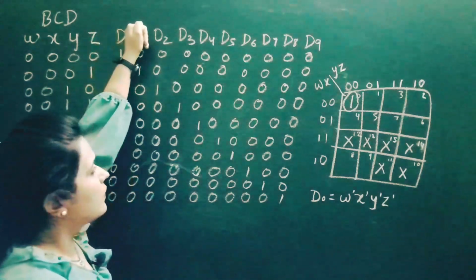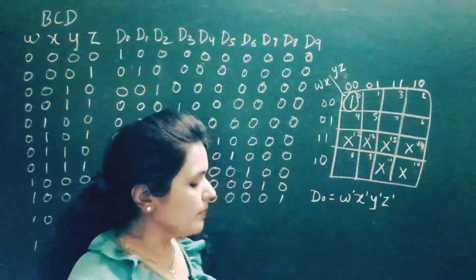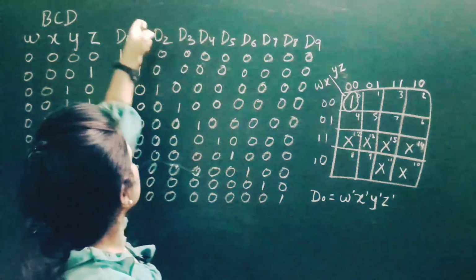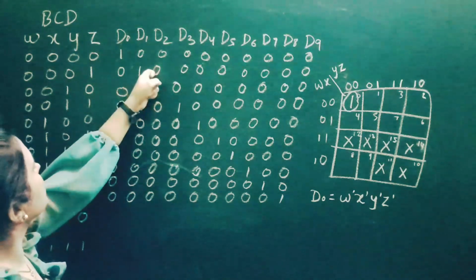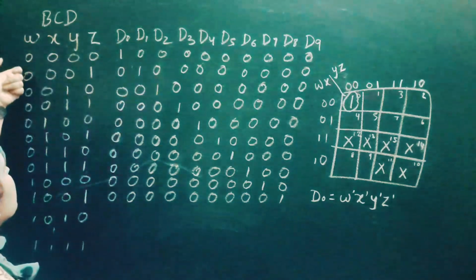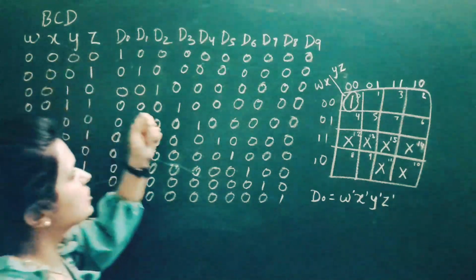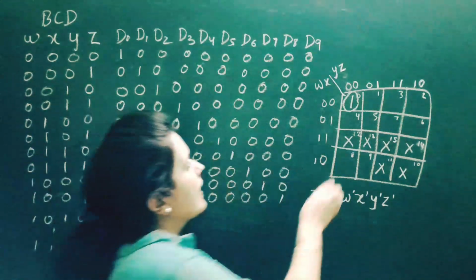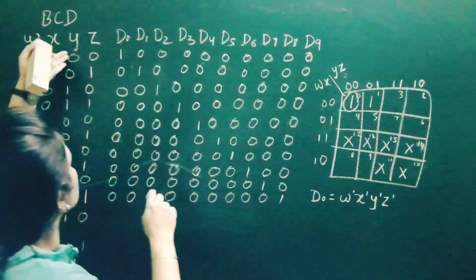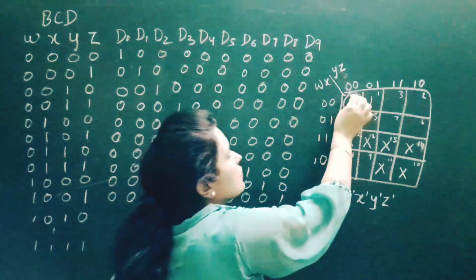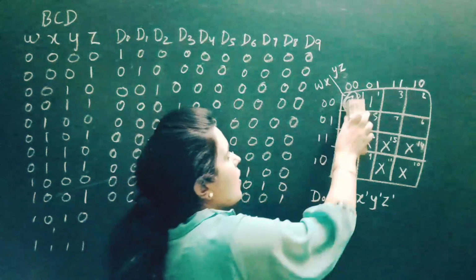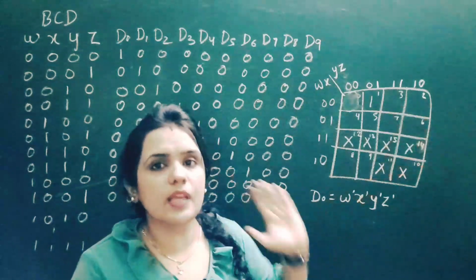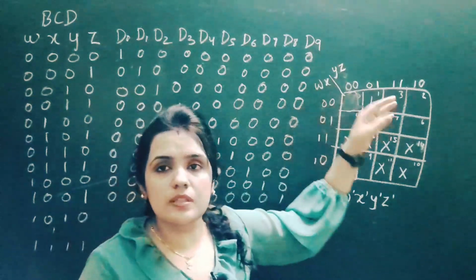Now if we talk about D1, I am not making a separate K-map for this. You should draw a separate K-map if you don't want any confusion. D1 is equal to 1 when the value of w, x, y, z is 0, 0, 0, 1. In case of 0, 0, 0, 0, D1 is equal to 0, so we write a 0 here, because now I am making the K-map for D1, not for D0. I am just making changes in this K-map.